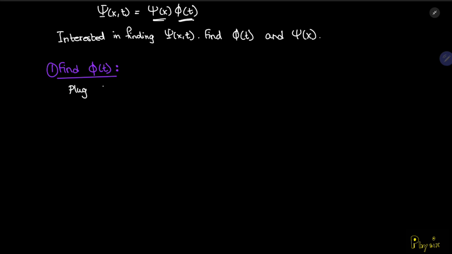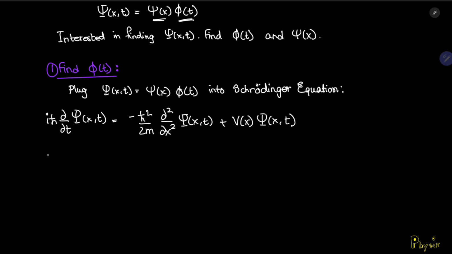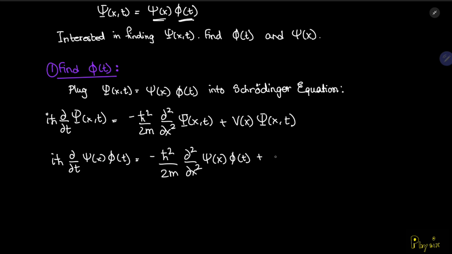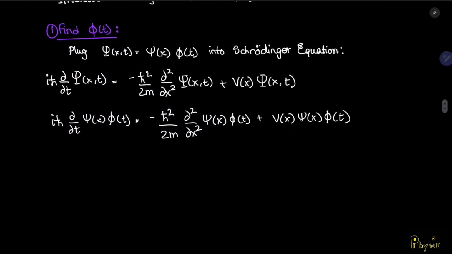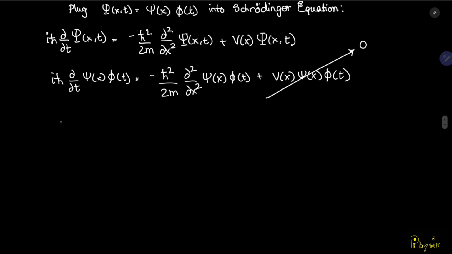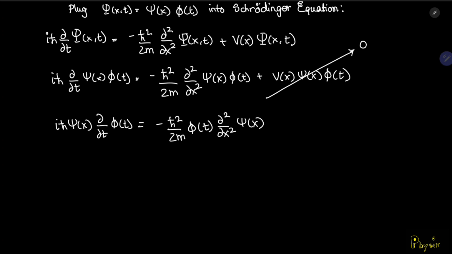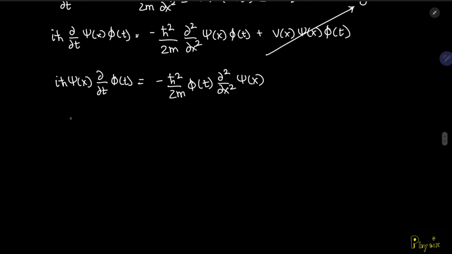The first step would be to plug psi of x comma t into our Schrödinger equation, and let's see where that takes us. Now notice that in our infinite square well, inside the space that we have over here, the potential is basically 0, right? Therefore, we could say that inside the box, this entire term goes to 0, and then we are left with the following. The next step would be to use the method of separation of variables in order to solve this second order differential equation.